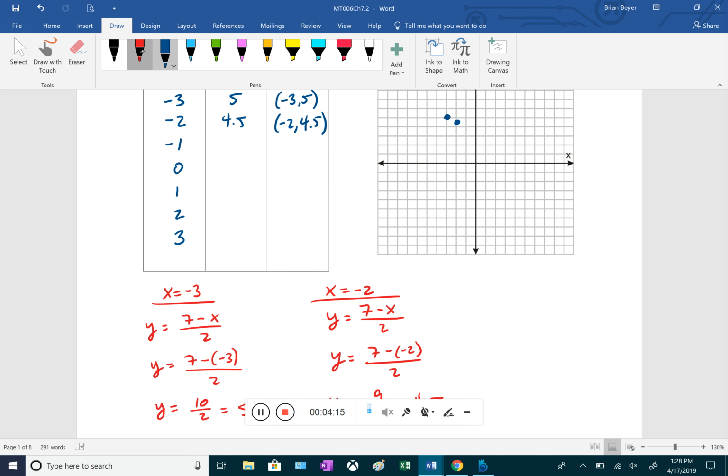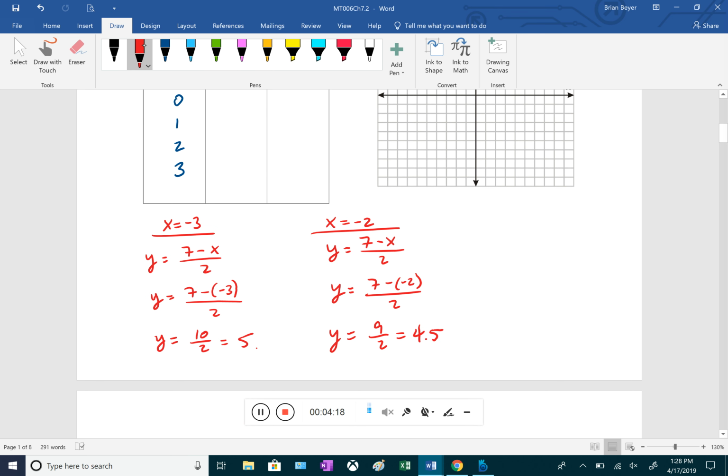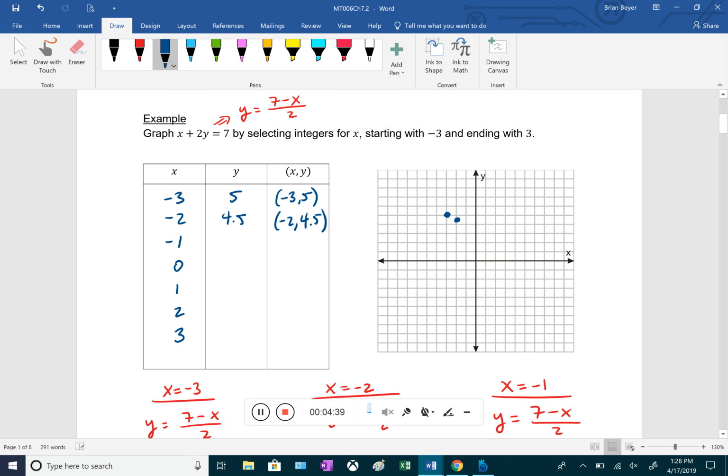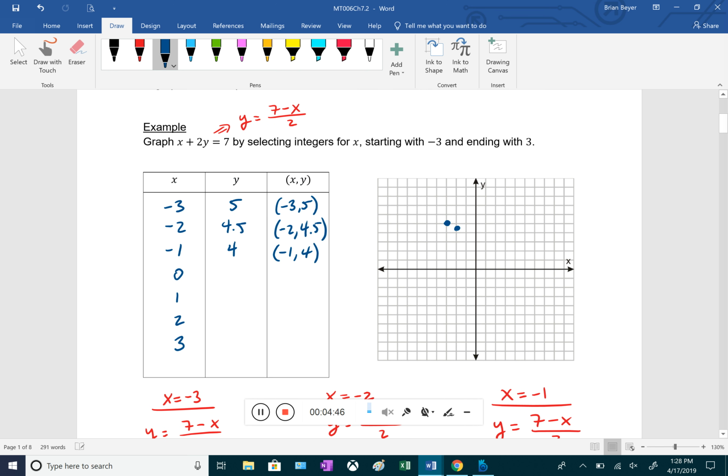And let's do one more where we're showing the work, and then you can test the other ones when I fill them out. So plugging in a -1, we have y equals 7 minus x over 2. So 7 minus -1 over 2 gives us 8 over 2, which is 4. So this is a y-coordinate of 4, and an xy ordered pair of -1, 4. That's going to be this coordinate right here.